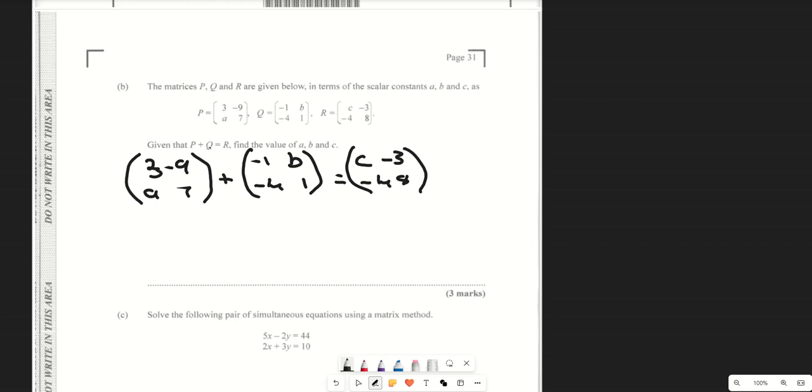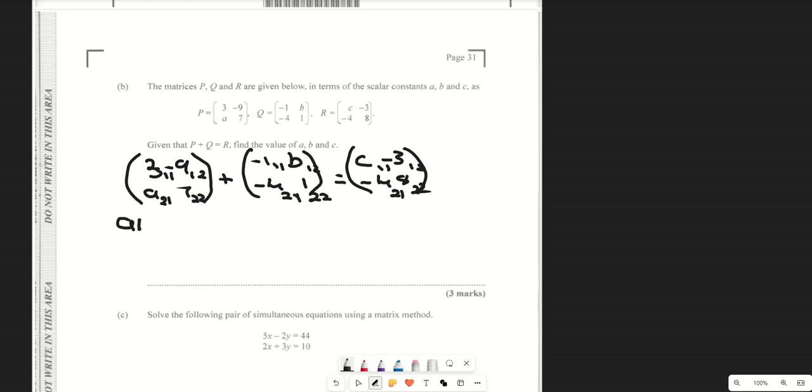So we know when we were adding, we always add the same positions, right? So this first one is row 1 by column 1, this is row 1 by column 2, this is row 2 by column 1, this is row 2 by column 2. Same thing, 1, 1, 1, 2, 2, 1, and then 2, 2. Right, so if I want to find out A, which is in position 2, 1, I'm going to add all the position 2, 1s, right?